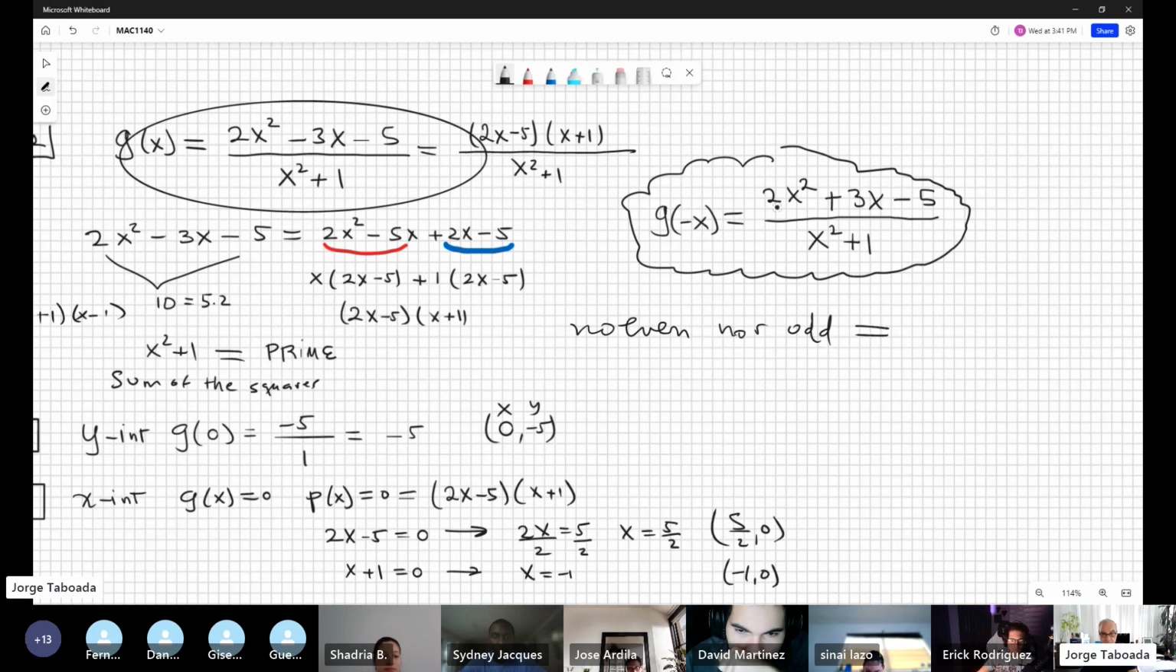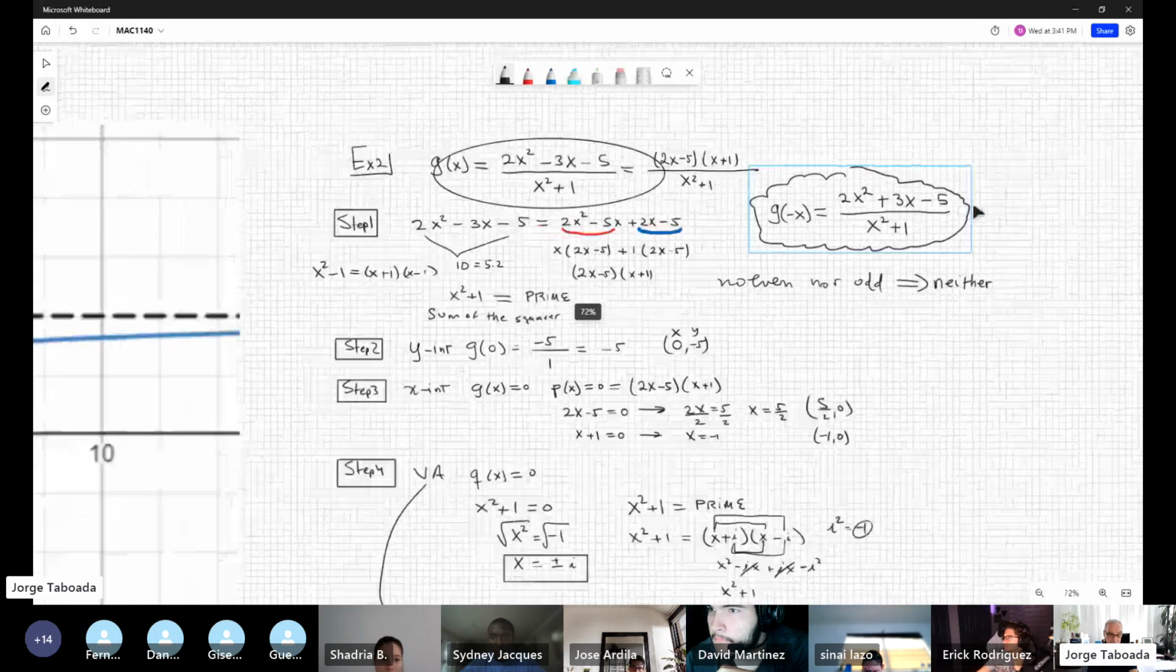Therefore, it is neither. The only bad thing is that you don't take advantage of the symmetry because there is no symmetry. Now you obviously need to plot the positive part and the negative part completely independently. There is no connection. But it's okay.